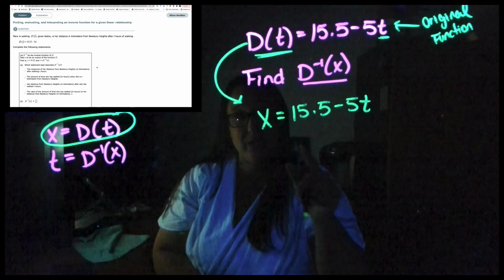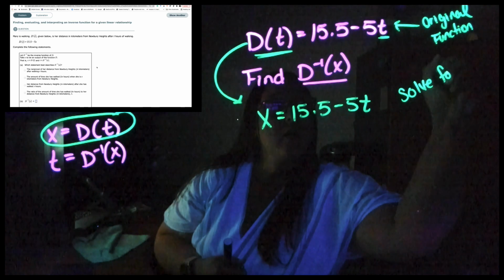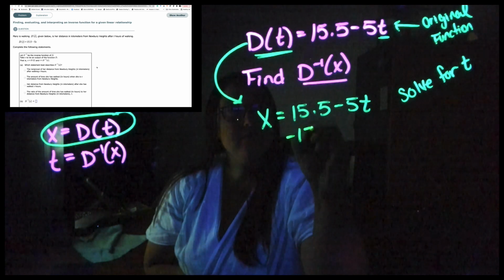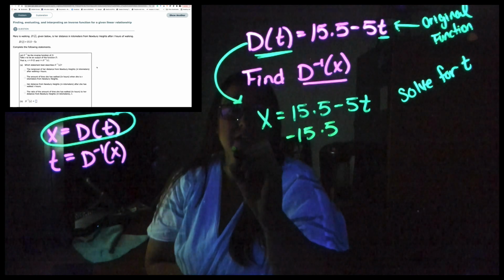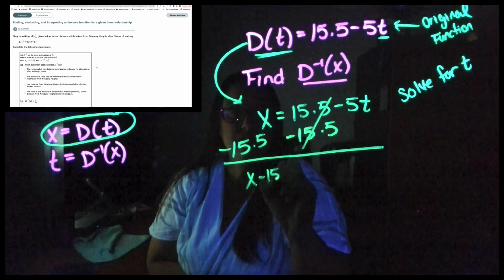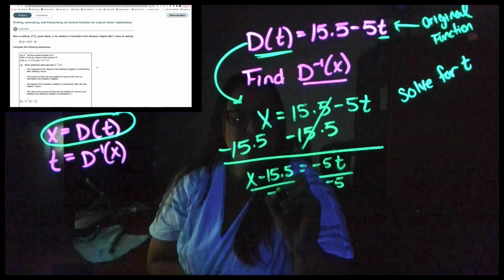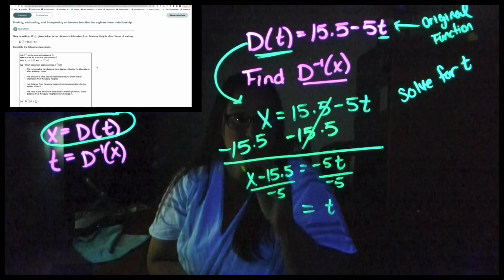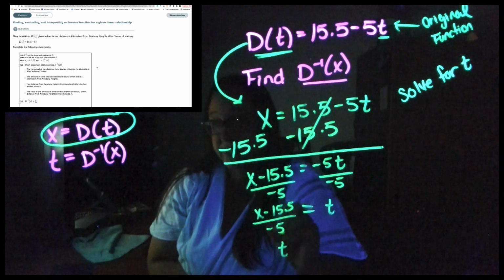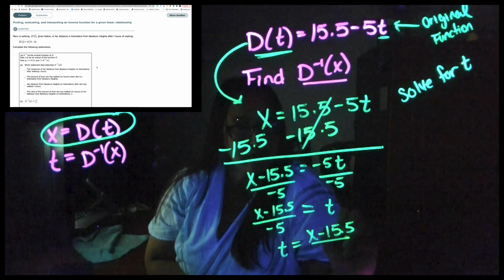So what I'm going to do at this point, let's use a different color, is solve for T. That means I'm going to subtract 15.5, and that's going to give me X minus 15.5 is equal to negative 5T. Then I would divide both sides by negative 5, and that will leave me with T is equal to X minus 15.5 divided by negative 5. I'm going to flip this around just because I like to have my T on this side. I have T is equal to X minus 15.5 divided by negative 5.